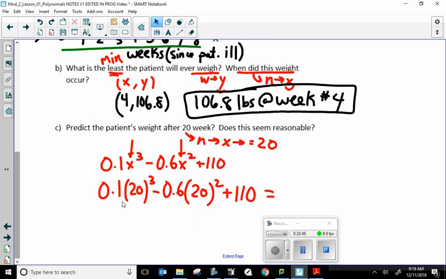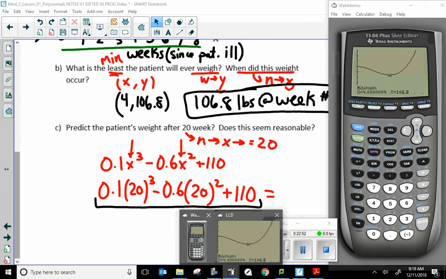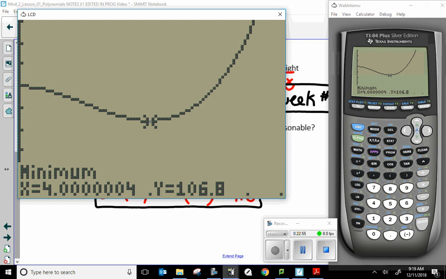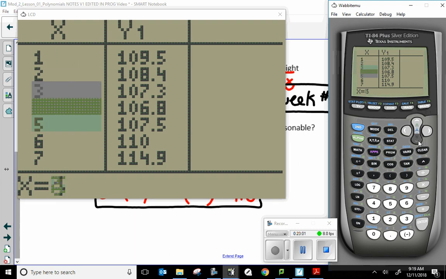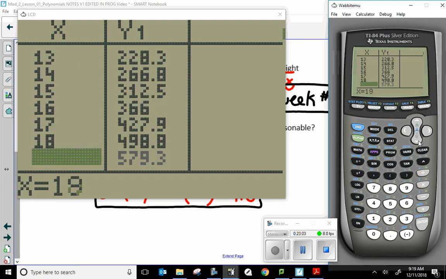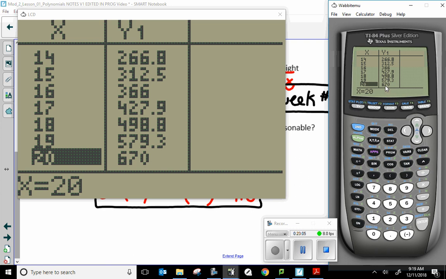I can do that 2 ways. I can actually type this in the calculator and hit enter, or since I already have my graph in, I could look at my table when x is 20. So I'm going to go down here. 670. Because let's not forget, at 19 weeks, this model predicts 579.3 pounds. This is the week. This is the weight. So at 20 weeks, 670 pounds.